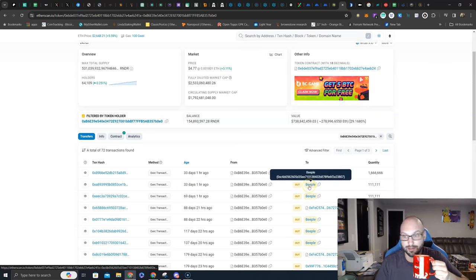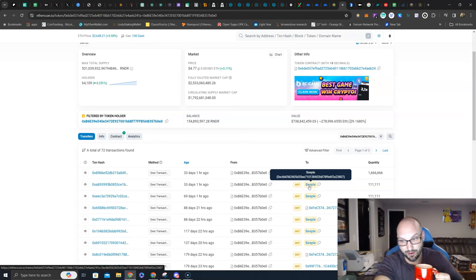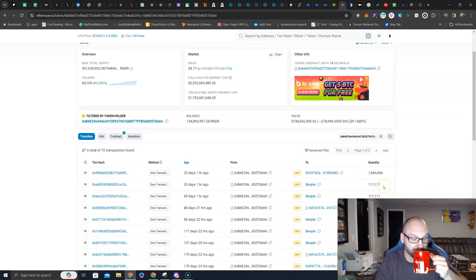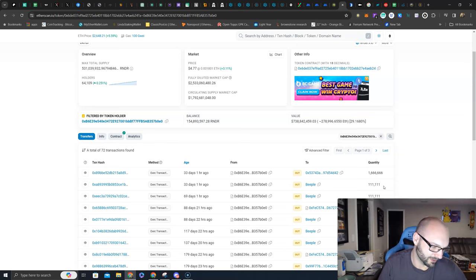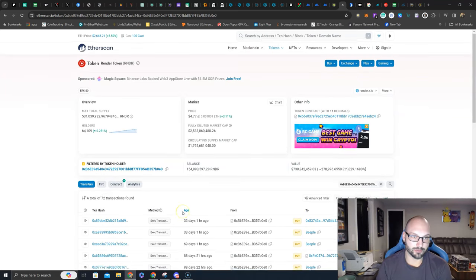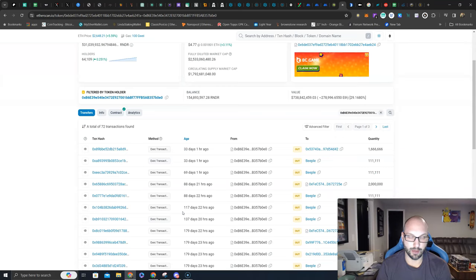And Beeple's wallet, now he might move stuff around. He only has 111,000 in there, but he's received 1.5 million. Does he sell it? I mean, do you blame him? That's 500,000 a month he's making for being an advisor, creating artwork on the platform. Overpaid, if you ask me. This is their treasury wallet. That's what I've been watching. So that one does interest me.